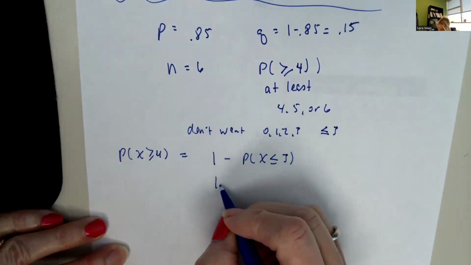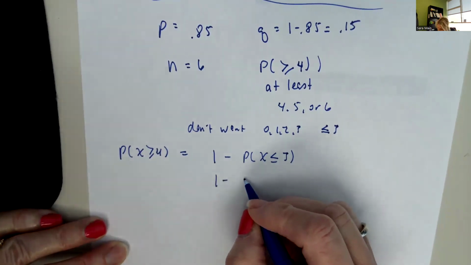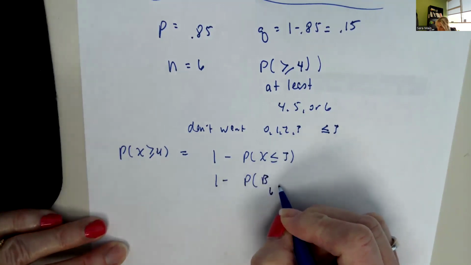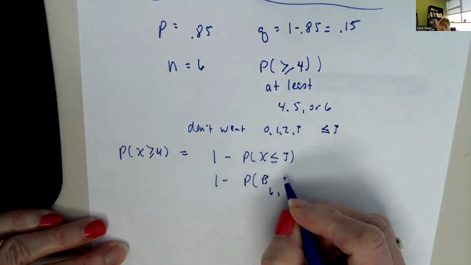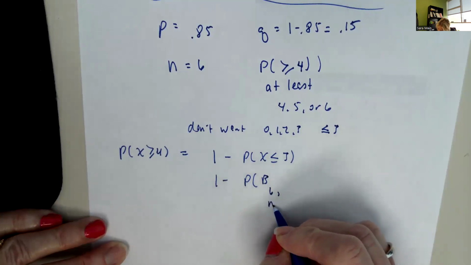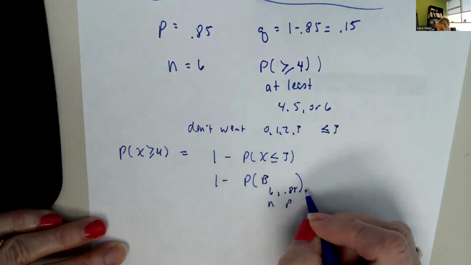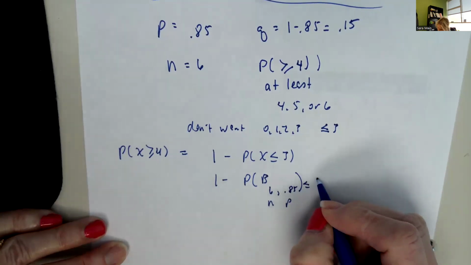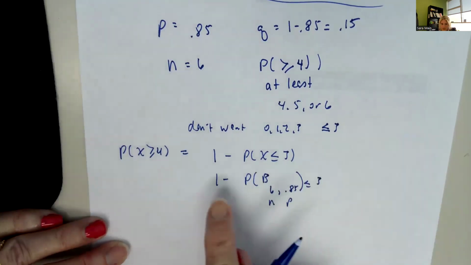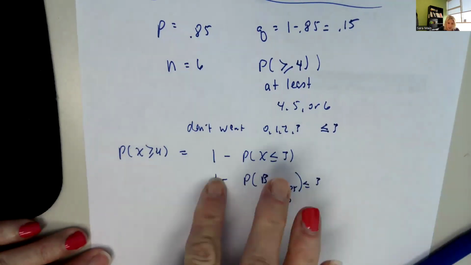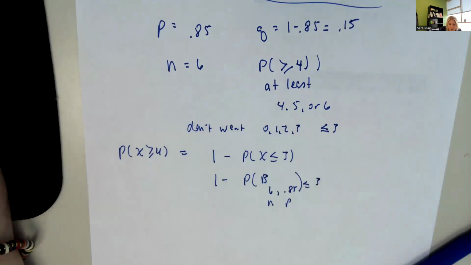In ALEKS, you're going to type 1 minus the probability of B, and then ours is going to be 6, comma, the P, because it's N and P, just like it is in Desmos, so 0.85, and then less than or equal to, and you put 3. You have to type the 1 minus so it will do that calculation. Or you could find this value and subtract it from 1. You can do it in 2 parts.